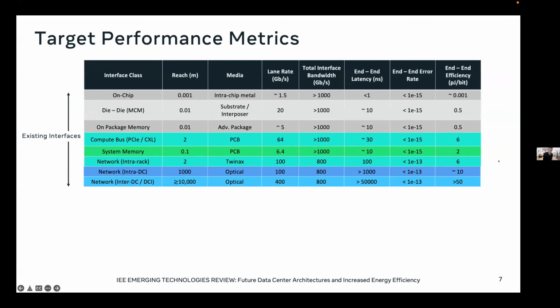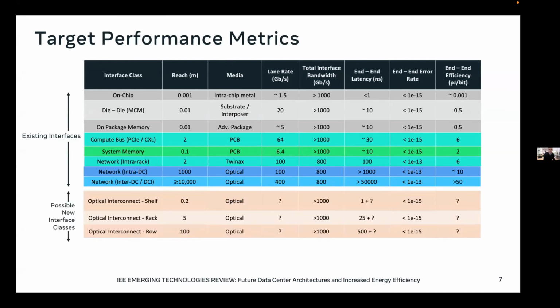So I think the challenge that I'm going to lay out to the speakers that we have today, and what I'd like to come back to, is: is it possible that we can define some new interface classes? So a shelf level interconnect, a rack level interconnect, and maybe a row level interconnect, where the reaches go from about sub-meter all the way up to 100 meters. And then can we achieve appropriate error rates, and can we achieve the low efficiencies? And I've left some of these question marks here. What do we think as a community we can fill in as some of these targets, and what should we be striving for, and what really is possible?